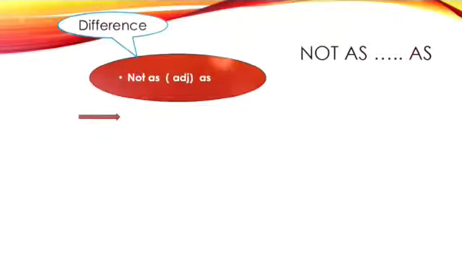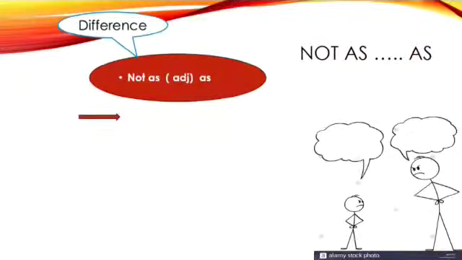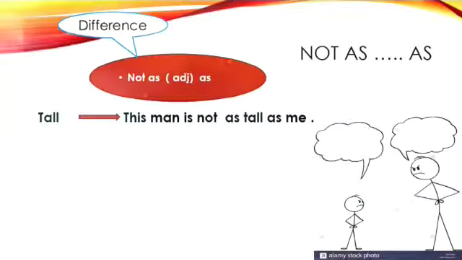Completing the rule, we have not as adjective as. In this way we are going to show the differences between two things or two persons. In the beginning we also have a picture that shows two persons, one is tall and the other is short. So now we are going to say this man is not as tall as me.